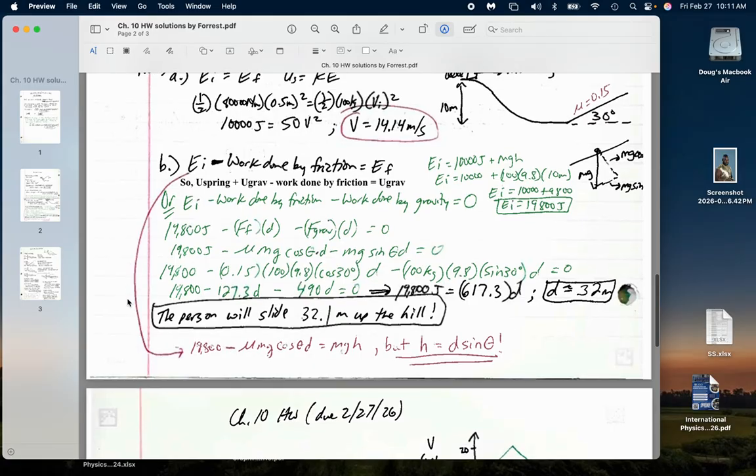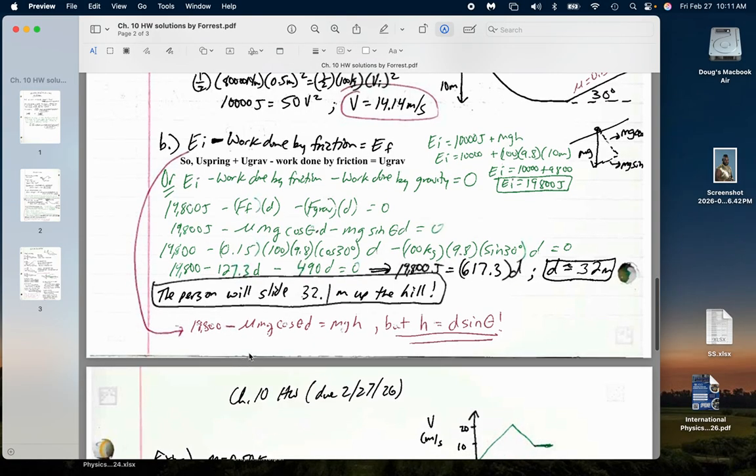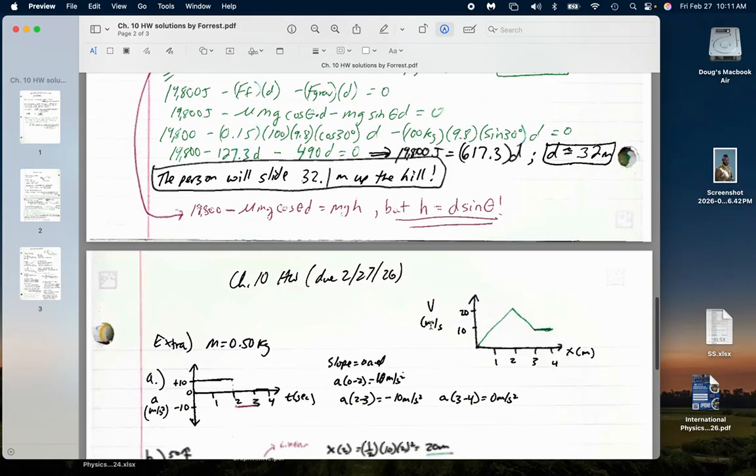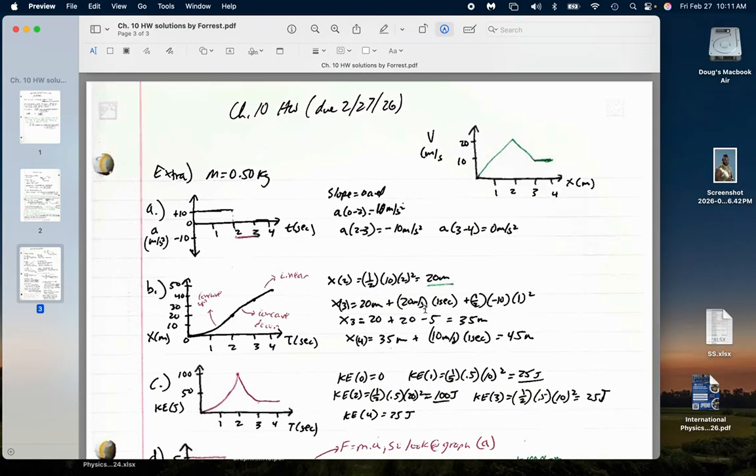And then here I tried to fix this. It doesn't look very good. So it should be 19,800 minus mu mg cosine theta d equals mgh, but h is equal to d sine theta, so this would be equal to mg d sine theta, which is also what I have up here. So, okay. And I think, yeah, hold on for a second.